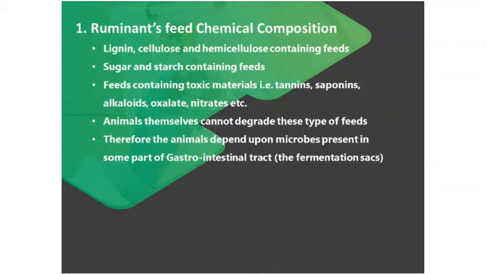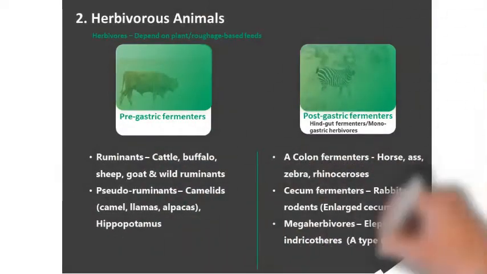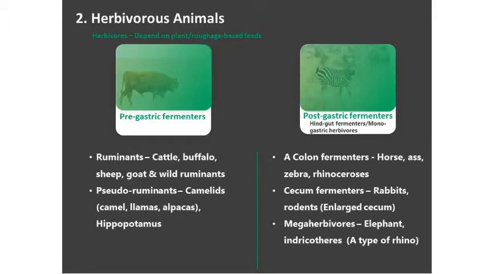And the major fermentation sacs are rumen, pseudorumen, cecum, and colon. Herbivorous animals are classified into pre-gastric and post-gastric fermenters. The ruminants like cattle, buffalo, sheep, goat, and wild ruminants have a 4-chambered stomach. The pseudoruminants have a 3-chambered stomach. They do almost the same functions as the ruminants do.